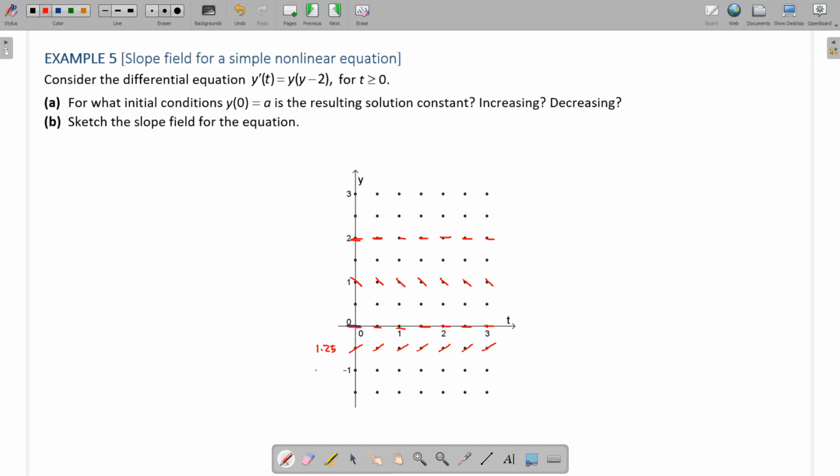Then plug in negative 1, you get a slope of 3. All right, 3 is pretty steep, so I'm trying to visualize connecting these 2 points here, and then just making it parallel all the way across.